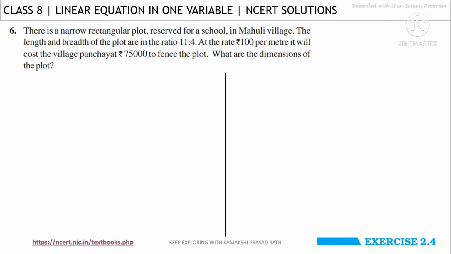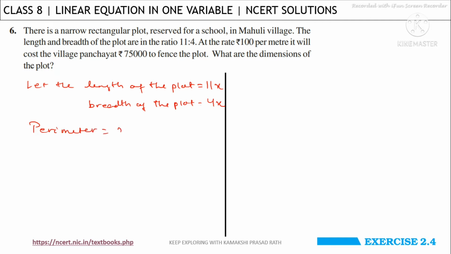First, let the length of the plot be 11x. So the breadth of the plot will be 4x. Hence the total length of the boundary, or the perimeter of the plot, will be 2 multiplied by length plus breadth, we know the formula. So 2 multiplied by 11x plus 4x. We get 15x, that is 30x. Now it is clear that the perimeter is 30x.